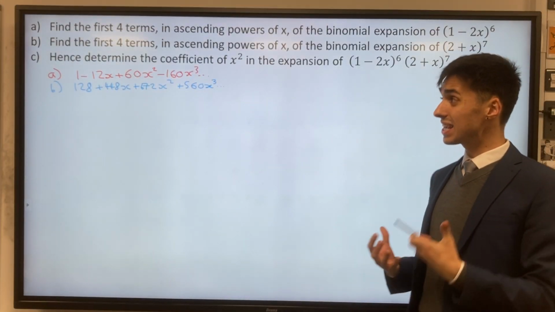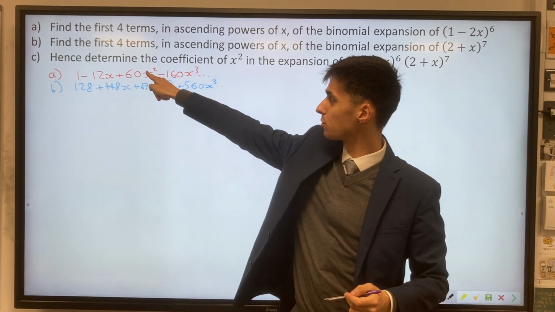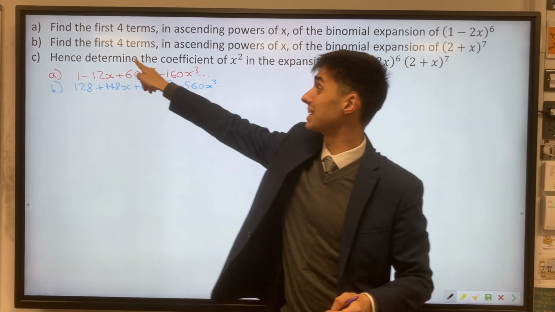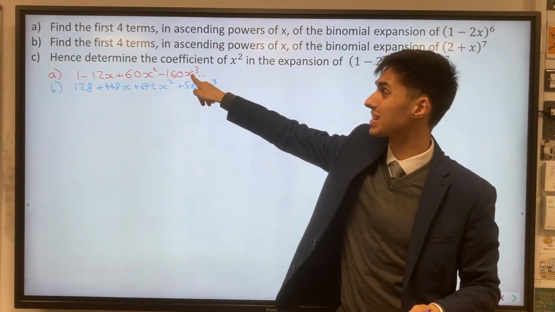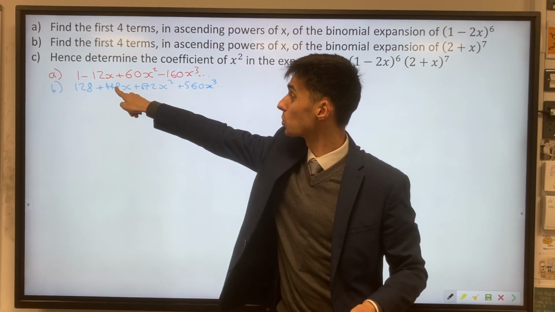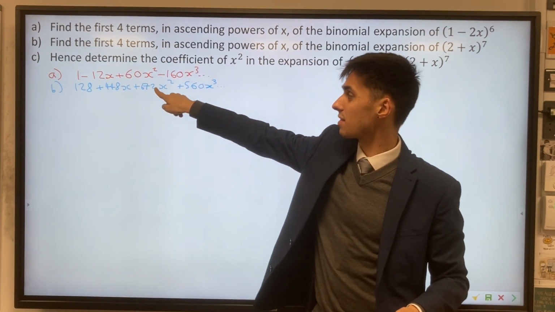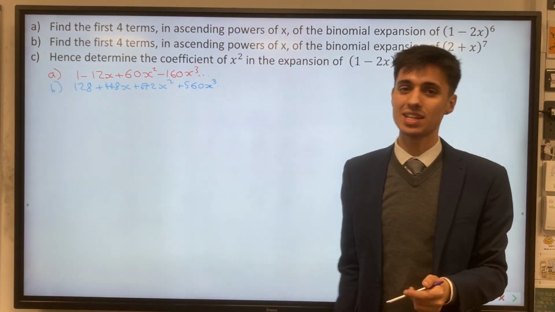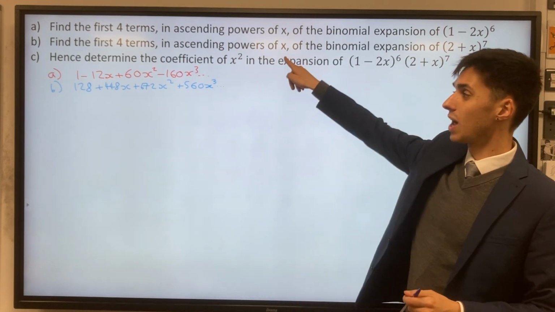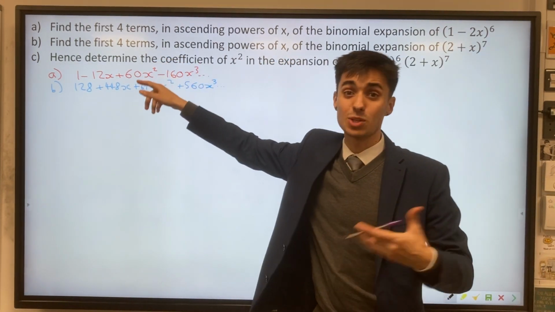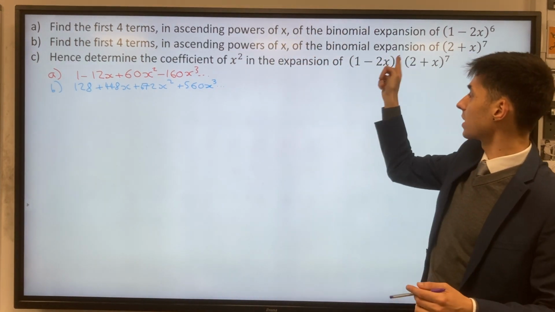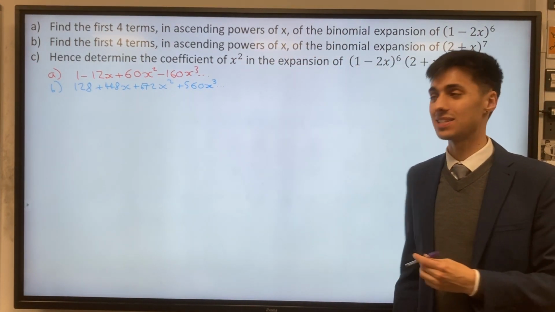Okay, so for part C of this question, we actually have both of our binomial expansions so far. So 1 minus 12x plus 60x squared minus 160x cubed. And then 128 plus 448x plus 672x squared plus 560x cubed. We've now got both of our binomial expansions, and we want to use these, that's why it says hence, to work out the coefficient of x squared when we expand these two multiplied together.